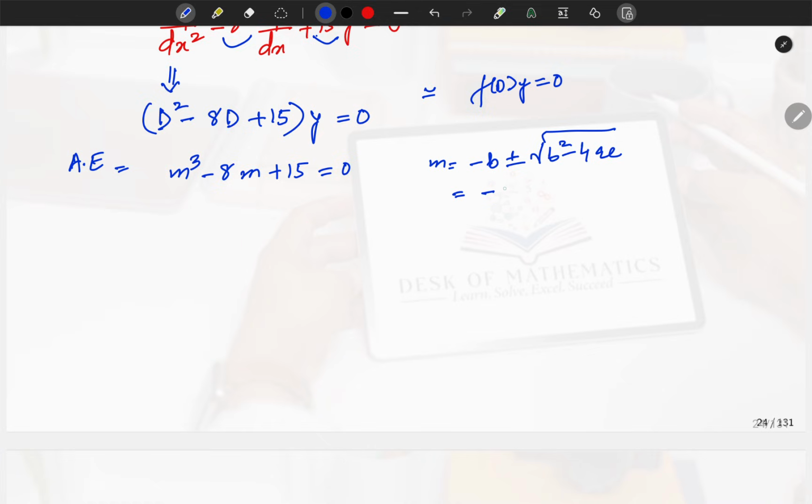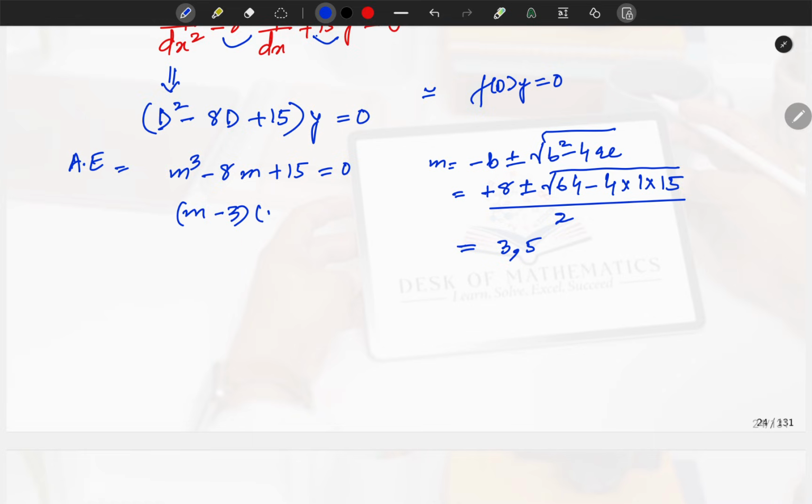So that is minus of minus 8, that is plus 8, plus minus root of 8 square, 64, minus 4 times 1 times 15, divided by 2 times 1, that's 2. Here you will get two solutions, that is 3 and 5. Or you can write m minus 3 and m minus 5 is equal to 0. So you have the two solutions, 3 and 5, and both are real and distinct.